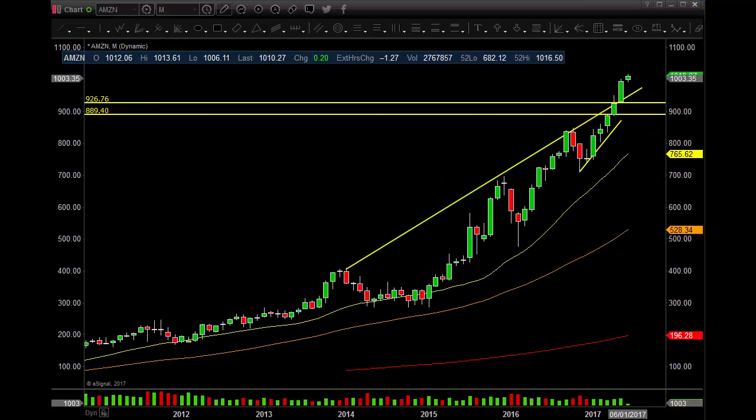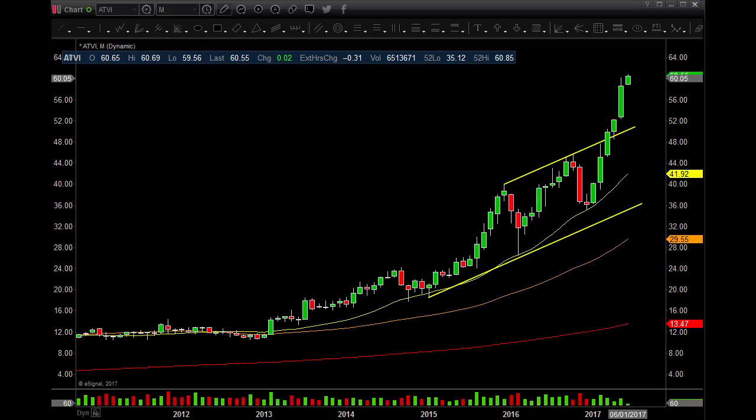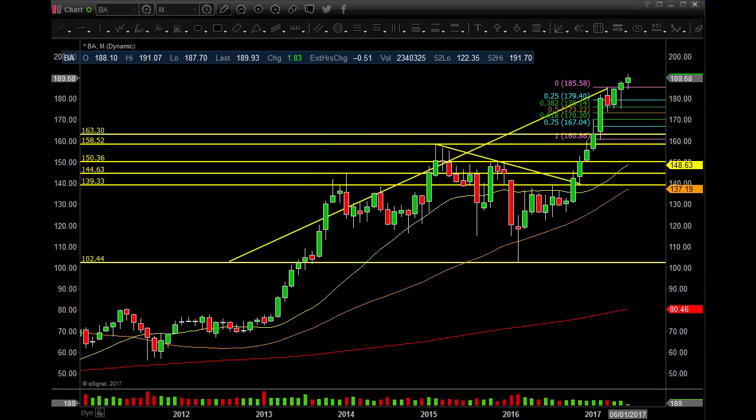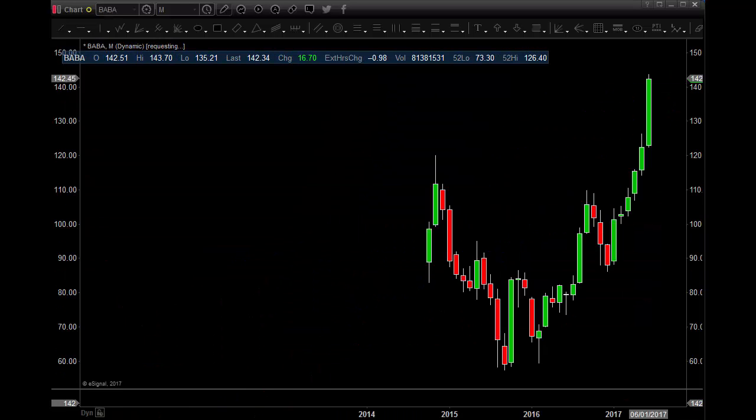Amazon's starting to look like that. That's starting to go. ATVI, same thing. American Express, that's not bad, but we're short this one. That one's doing okay. Boeing, same thing. Look at that stretch move. Oh, my gosh, guys. You get the picture.